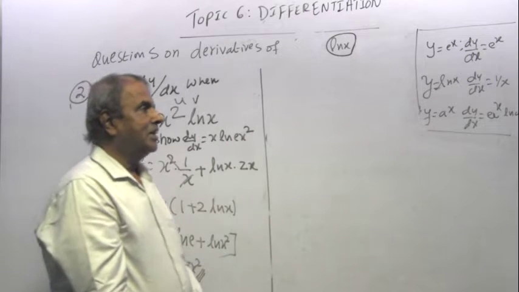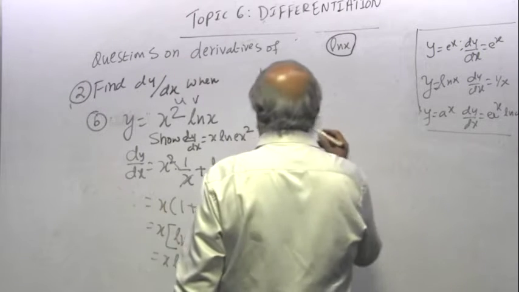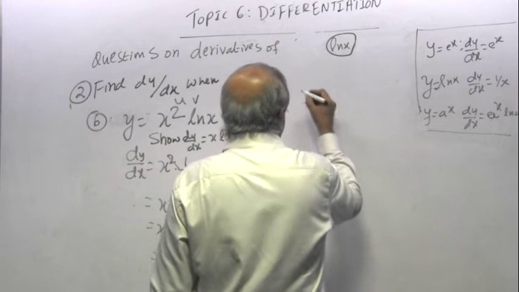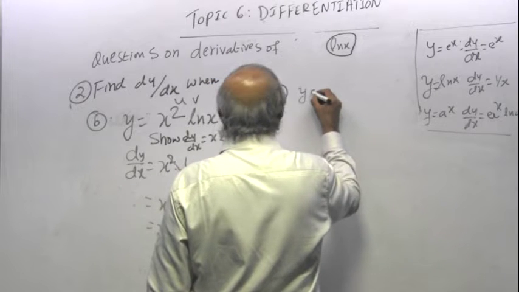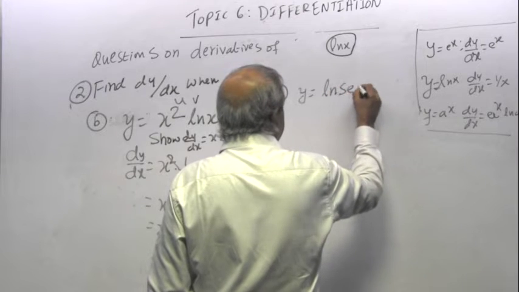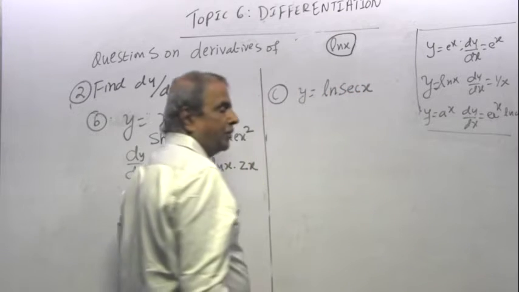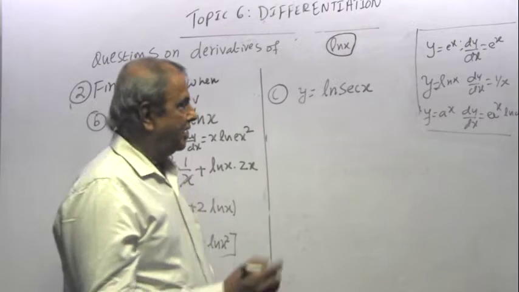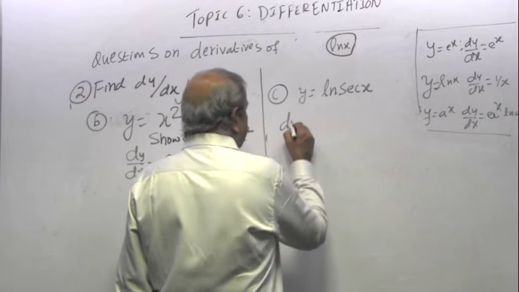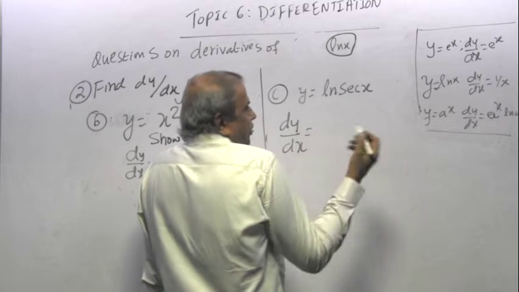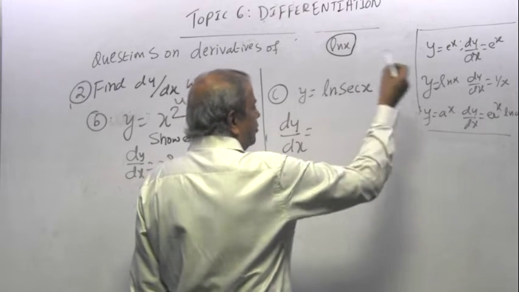Okay. Now this is part C. I want you to remember these next few results. y is equal to ln sec x. You're asked to find dy by dx. Let's differentiate. I must use chain rule or onion rule. I use onion, you use chain rule. How do you solve this?